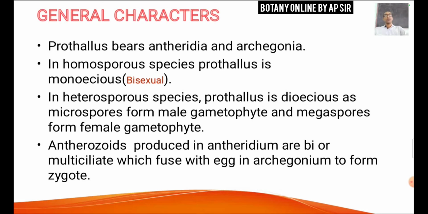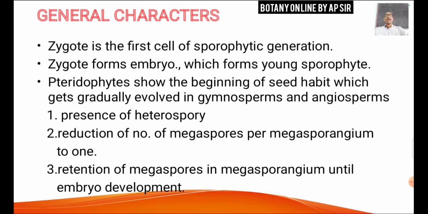Inside the archegonium, you have got the egg, that you know from the bryophyte class. So the antherozoids, which are bi or multiciliate, fuse with the egg inside the archegonium to form a zygote. Now, how has this zygote been formed? By the fusion of the male gamete, that is the antherozoid, and the female gamete, that is the egg.